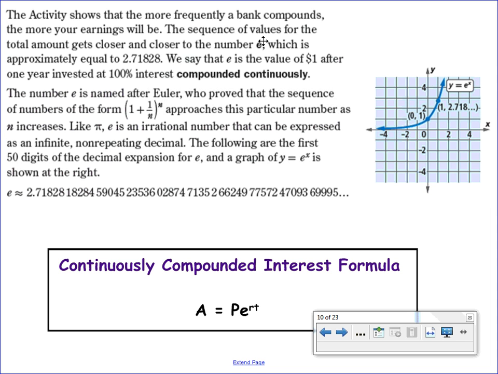Euler's number shows up in a variety of real-world applications. Anytime we're dealing with continuous growth or decay, it's an opportunity to use Euler's number, right?